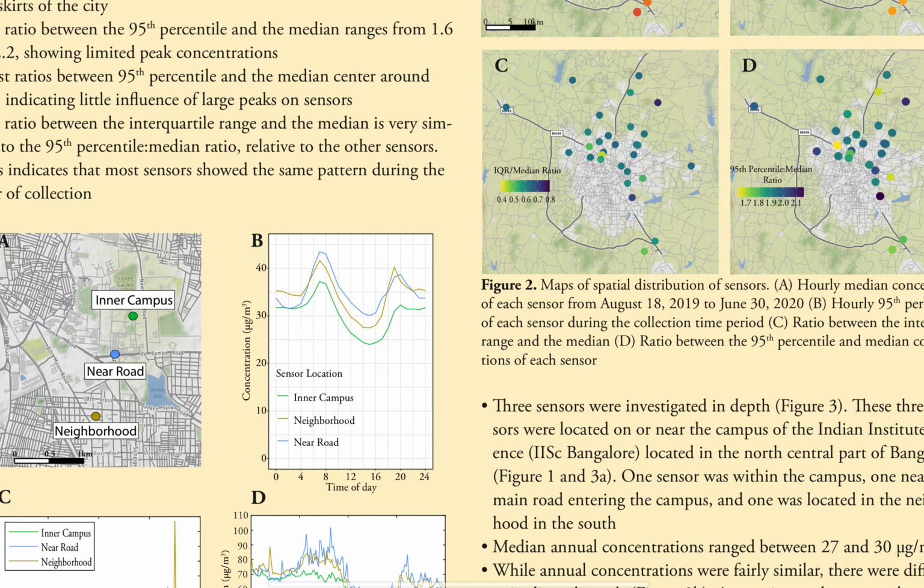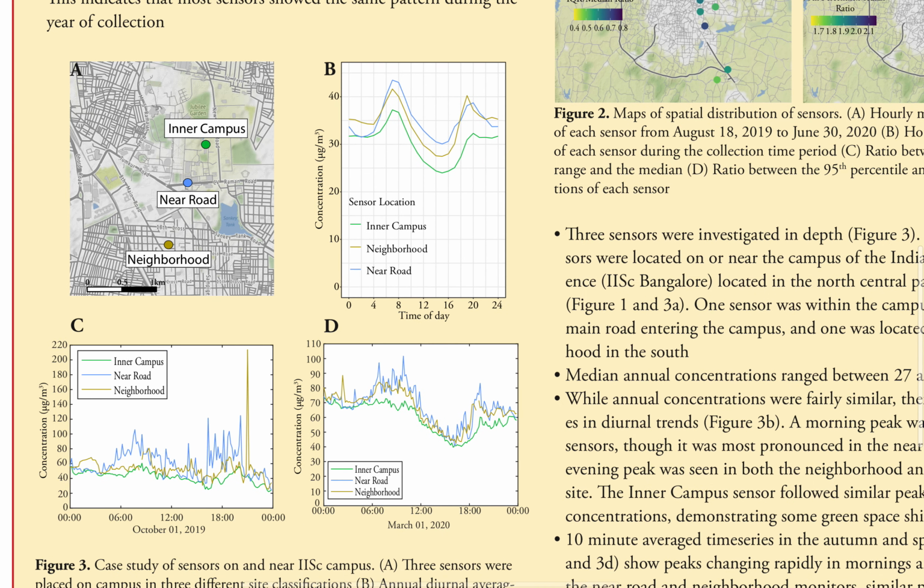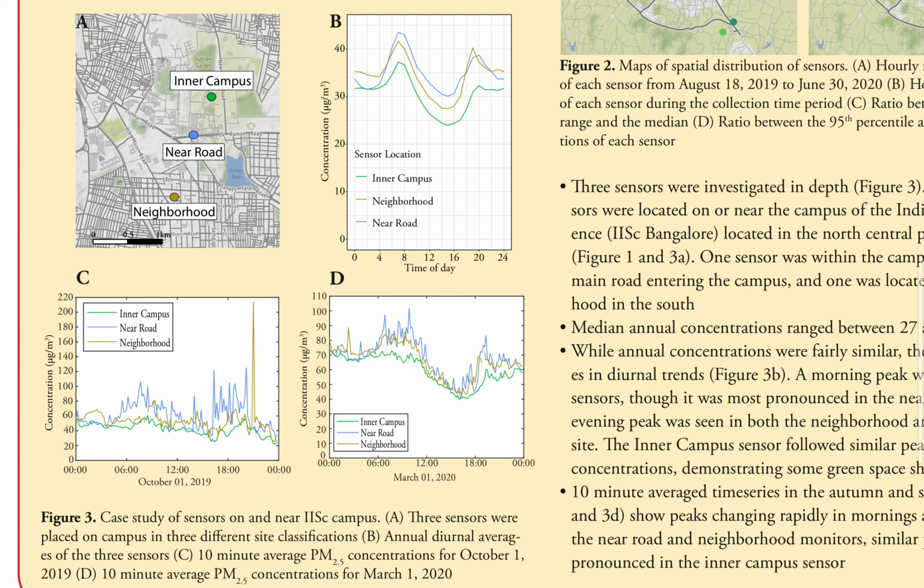In Figure 3, we zoom in on 3 sensors near the IISc Bangalore campus. One sensor was in the middle of campus, another was near the entrance of the campus by a major road, and another was in a nearby neighborhood. Comparing these 3 sensors that were within 2 kilometers of one another, the median concentrations were similar. However, as seen in 3B, the annual diurnal trend ranged greatly.